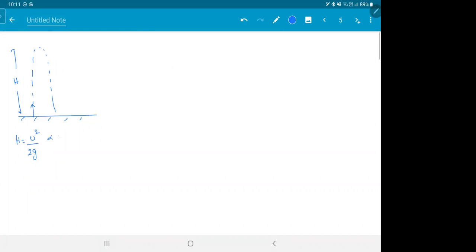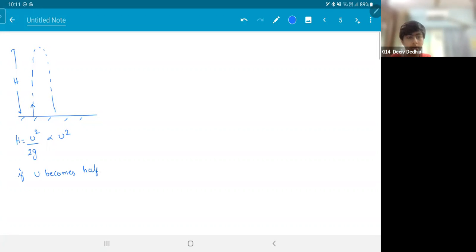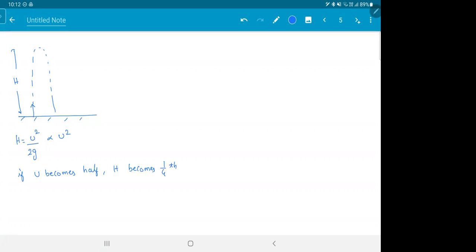Now see here, h is proportional to u square. If u becomes half, what will happen to h? It becomes 1/4, it's a square. Now if u becomes u by 2, h will become 1/4. That means second time when you go up, you go only h by 4. Then h by 16 and so on.